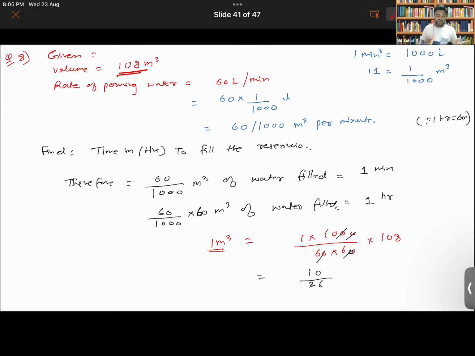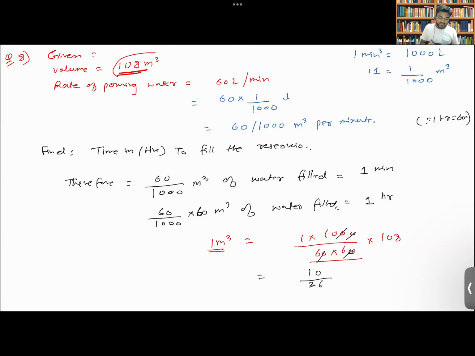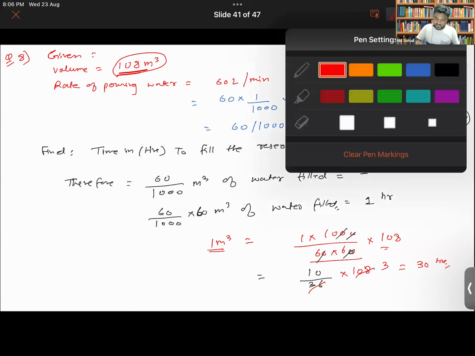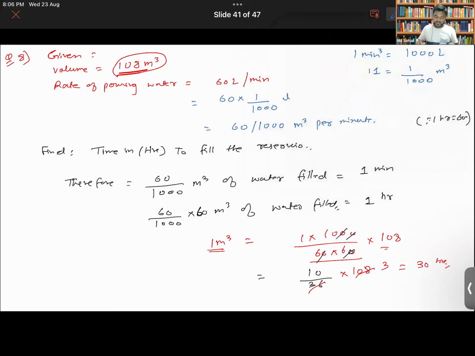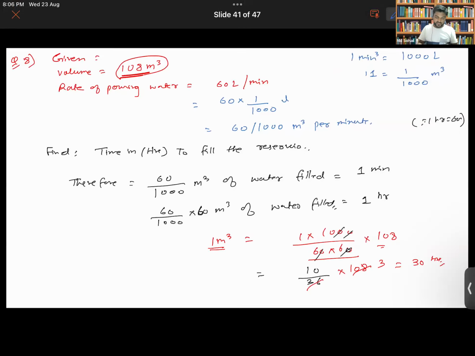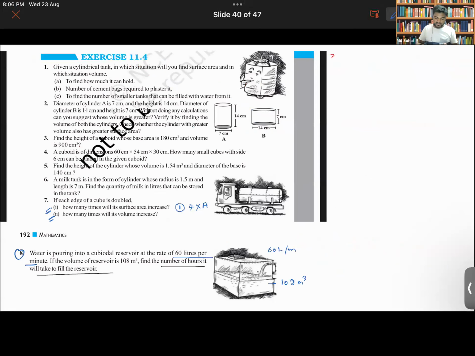Out of the total volume of the reservoir, in order to fill 1 cubic meter, it will take this much time. Now, in order to fill 108 meter cube of volume, you have to multiply it. So simply multiply it. So 30 hours. We almost forgot about the volume here. So that is the question, guys. With this, the chapter finishes, right?